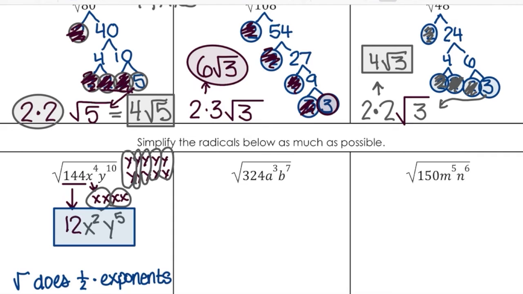Let's try another one. 324 is not on our perfect squares list. So I'm going to start by dividing it by 4. And that's going to be 81. And then I know that 81 is 9 times 9. Now, I decided not to divide by 2 on this one because it is such a big number. So then I realized that I actually already have a pair of 9s right here. So I'm going to go ahead and put 9 outside and leave the 4 inside.